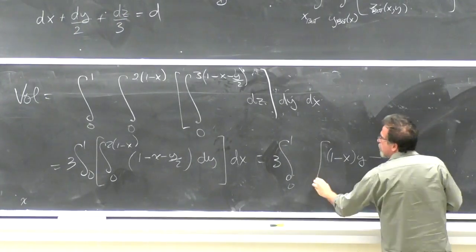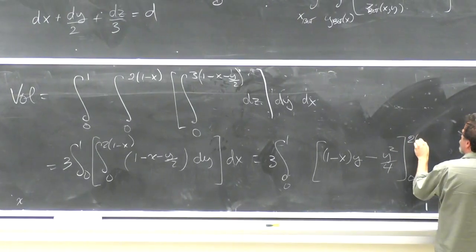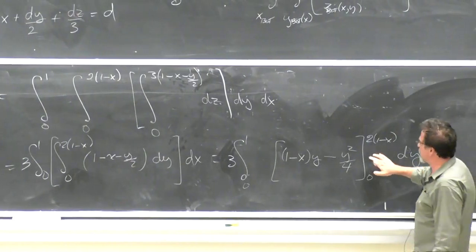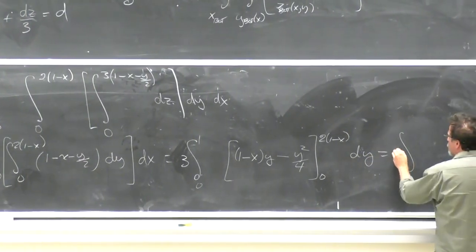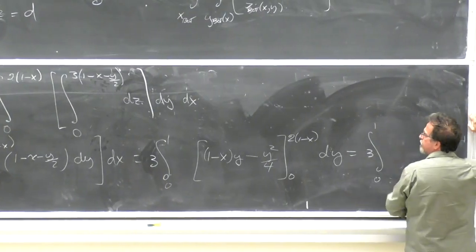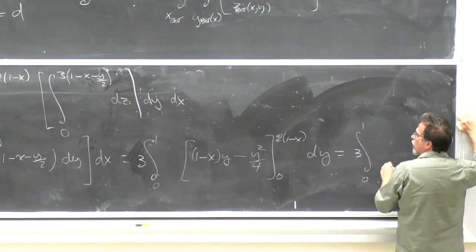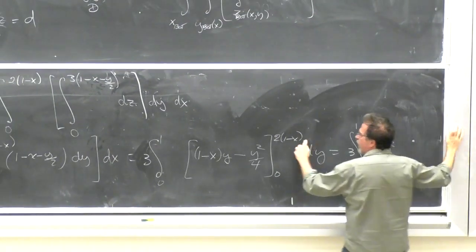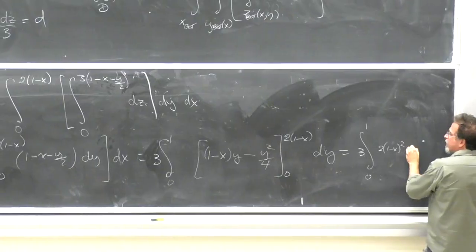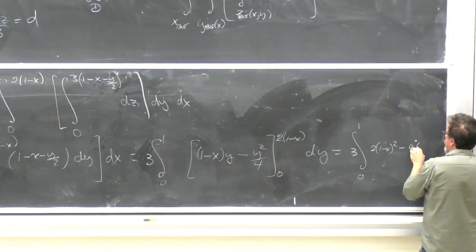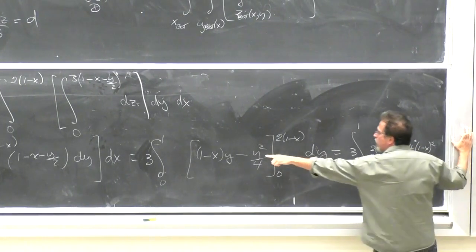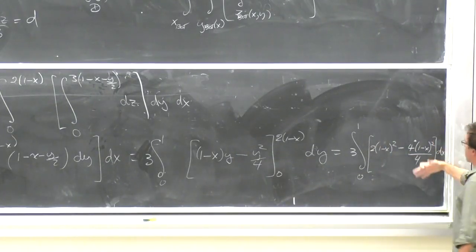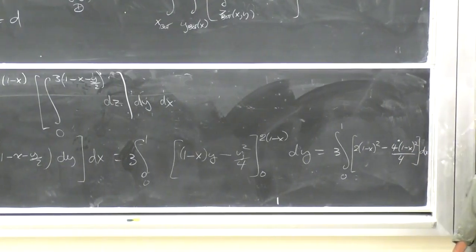And I have to evaluate that at 0 and 2 times 1 minus x. And then I have to integrate that with respect to x. Okay? So I evaluate this, and I'm left with the integral. So I got the 3 out front, from 0 to 1 of 2 times 1 minus x squared. That's evaluating the first term. Minus 4 times 1 minus x quantity squared divided by 4. And then I have to integrate that dx. And you say, oh, that actually works out kind of nice. So this is going to be 3.